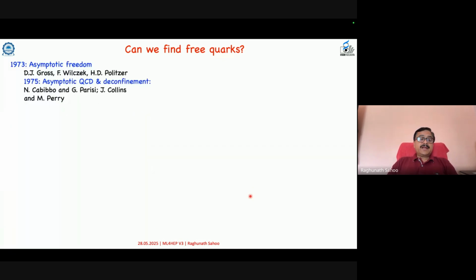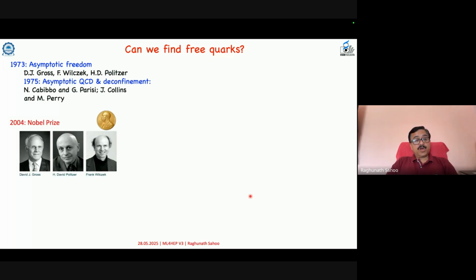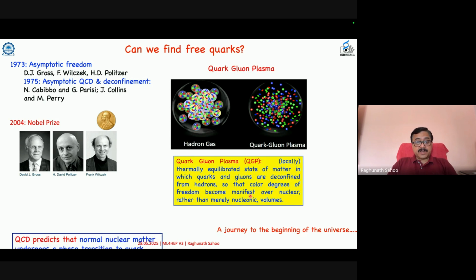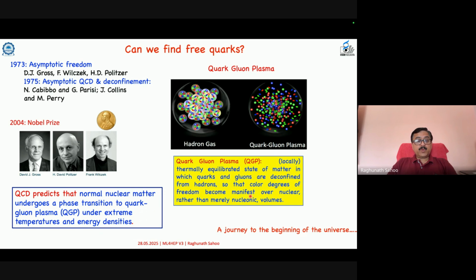So people predicted this in 1973, asymptotic freedom by Gross, Wilczek, and Politzer, and later on also very important works by Cabibbo, Parisi, and Collins and Perry. Parisi got the Nobel Prize later on for his multi-directional contribution to science, physics in particular. And the 2004 Nobel Prize was given to these three gentlemen for their conjecture of asymptotic freedom. And going beyond this, high temperature QCD tells me that normal nuclear matter undergoes a phase transition to quark-gluon plasma under extreme temperature and energy densities.